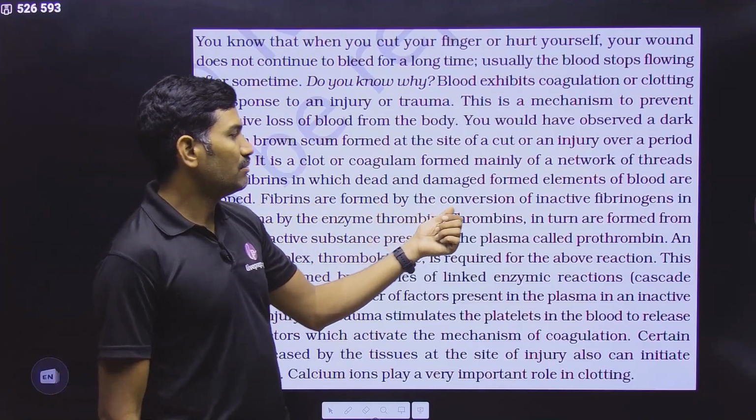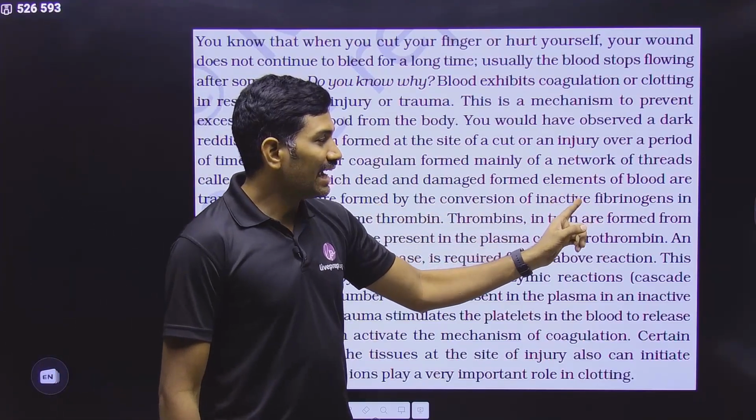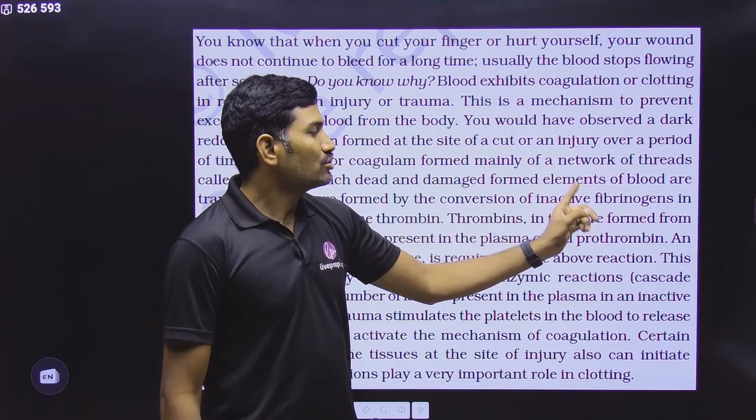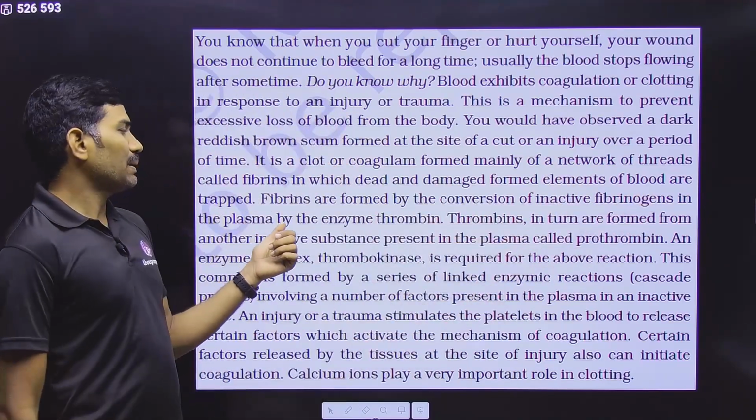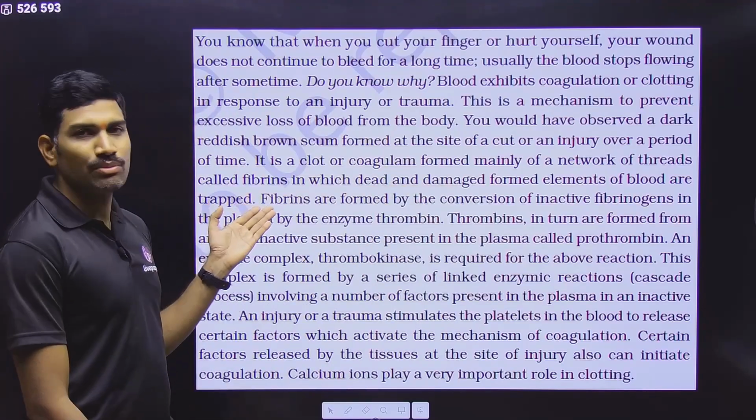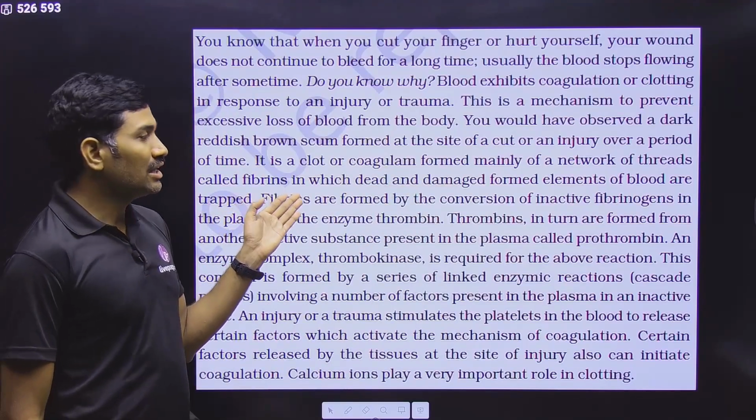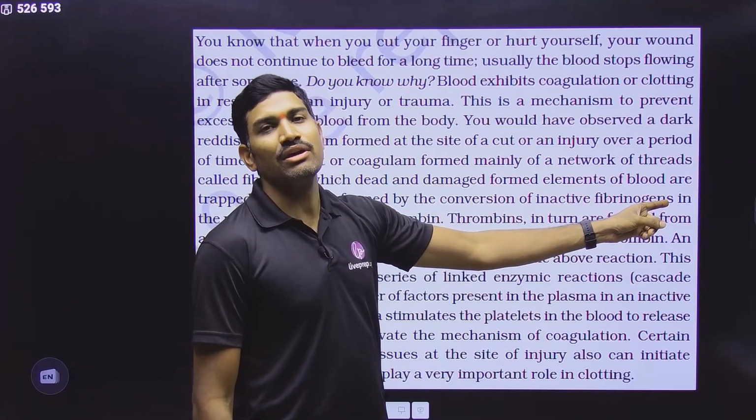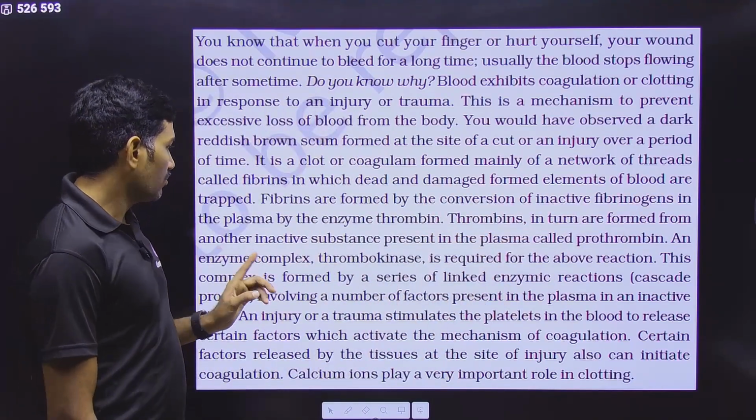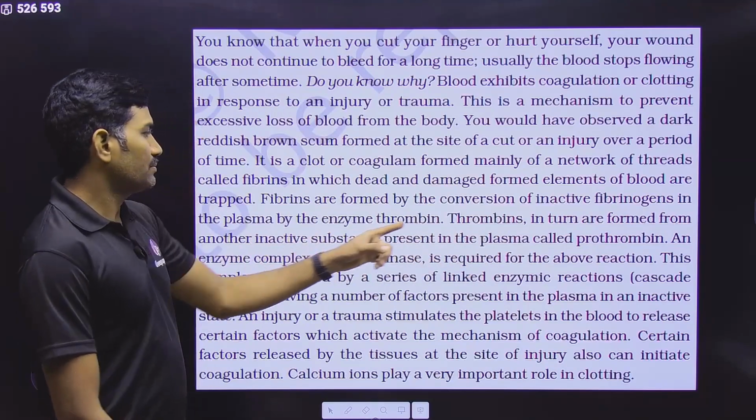Fibrins are formed by the conversion of inactive fibrinogen. Fibrinogen is inactive. Okay. So fibrinogens in the plasma are converted by the enzyme called thrombin. So how are these fibrins produced here? Fibrins are the active form. They are produced from the inactive form called fibrinogens. And who is involved in this conversion? It is the thrombin.